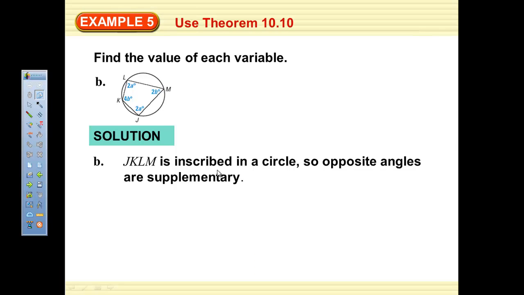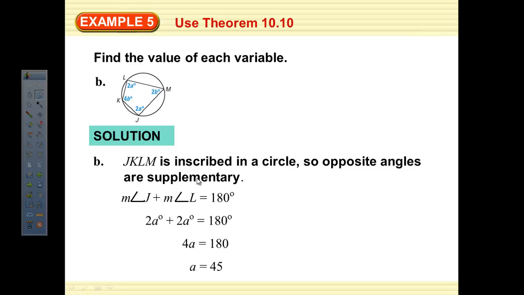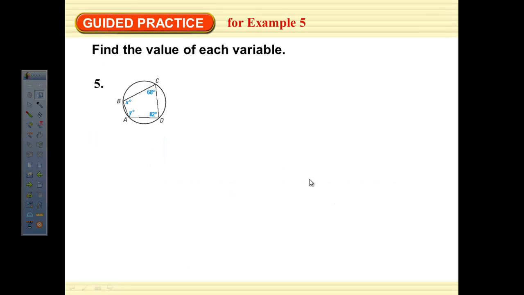Again, same type of thing. Opposite angles are supplementary. We know 2a and 2a equals 180, so 4a equals 180, and a equals 45. Same kind of strategy here. 4b and 2b equals 180. 6b equals 180. So b equals 30.